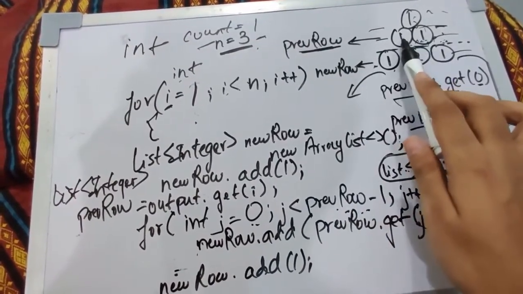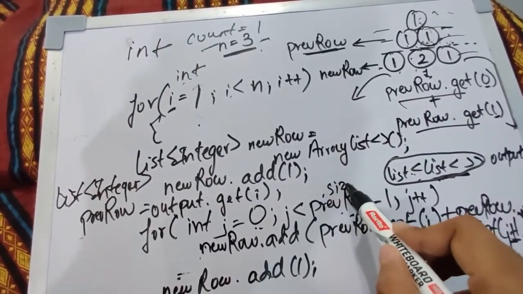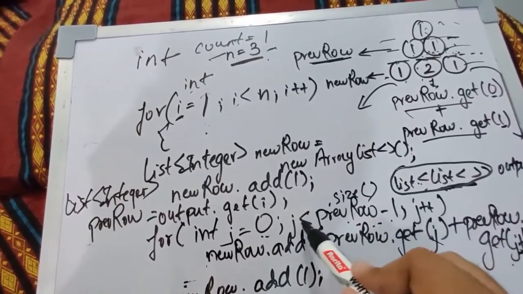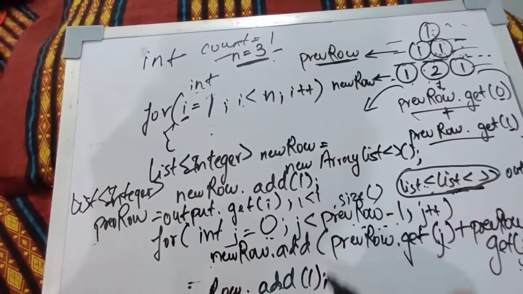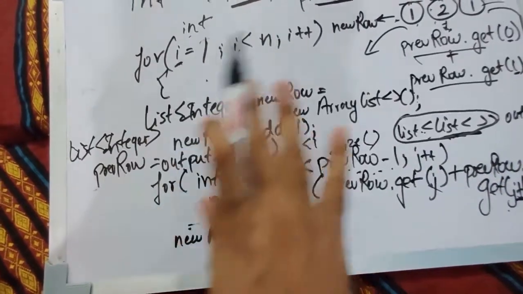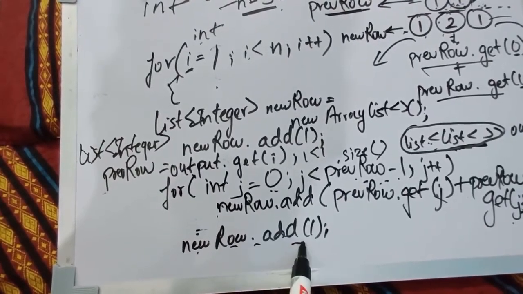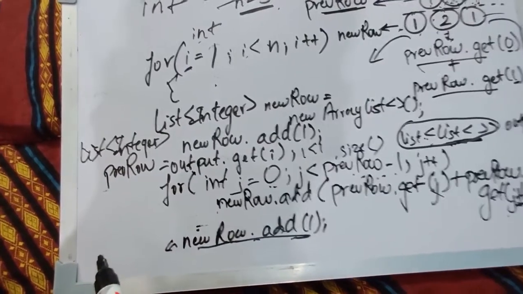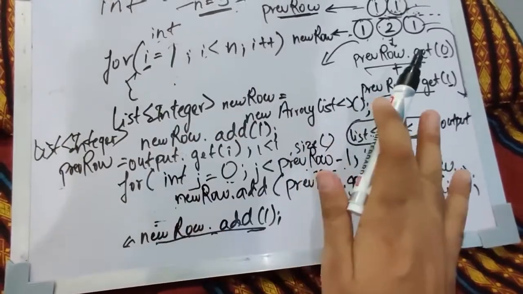So right now the size is 2, so I forgot to use size, previous row dot size. So this one is 2 right now, 2 minus 1 is 1. So if j is less than 1, j is right now 1, so 1 is less than 1 is not true, so it will not go inside. That's why I had to use -1. So this is the complete code, and when you add the new row, the last element, you just need to append this new row to your output list of list variable. That's it. That's the whole code.